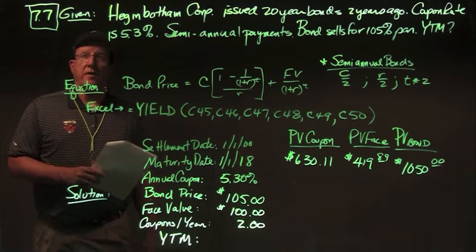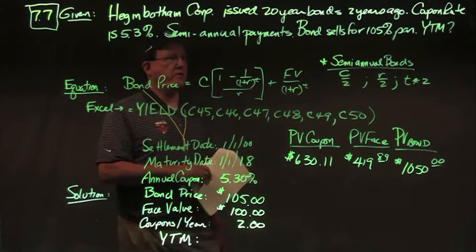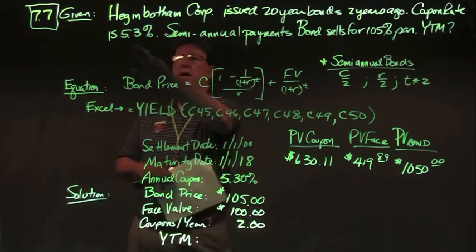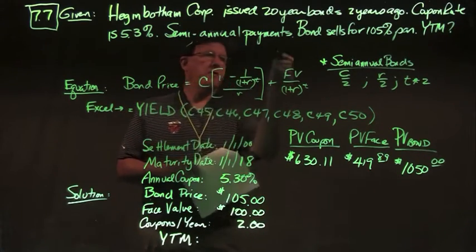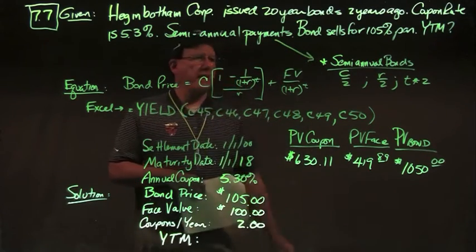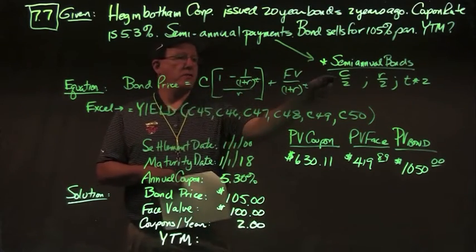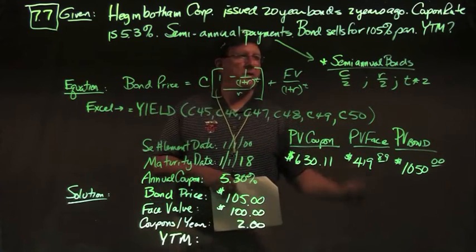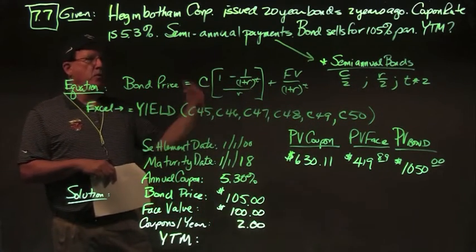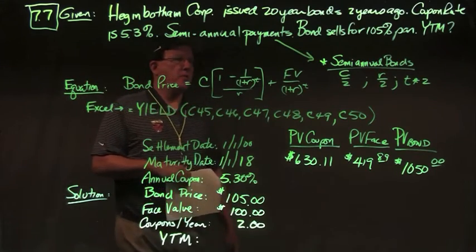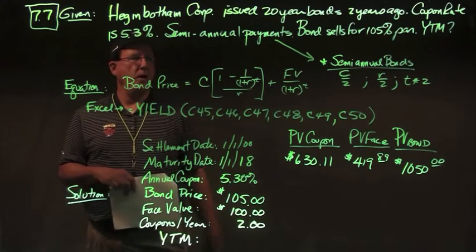In problem 7, we see that Higginbotham Corp. has issued 20-year bonds 2 years ago, which means 18 years left. Coupon rate is 5.3%. Semi-annual payments. Keywords: when I'm inserting the numbers into the equation, I must go C divided by 2, R divided by 2, and T times 2. The bond sells for 105% of par, so it's more than $1,000. And what is the YTM is the question. So what is the little r is the variable we're looking for.